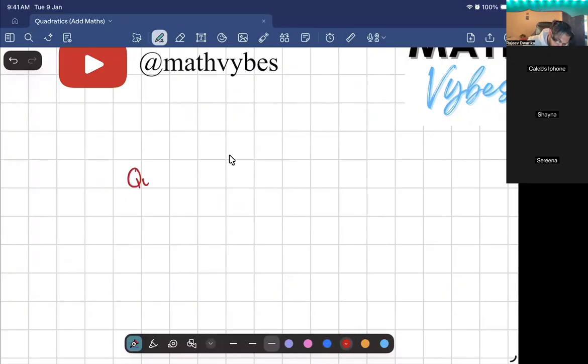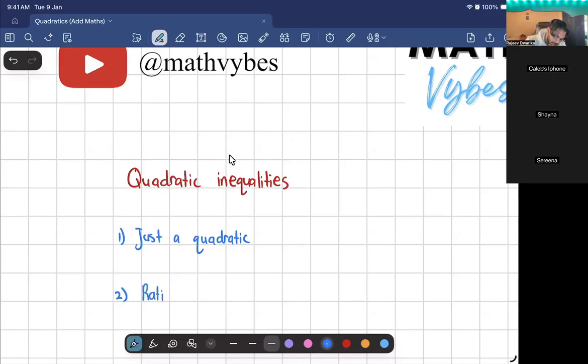Right. So quadratic inequalities. Under this topic, guys, you have easy ones where it's just a quadratic, right? So number one is just a quadratic, and you have the harder example where it is more than a quadratic. It's represented as a rational expression, right? So, rational inequality.